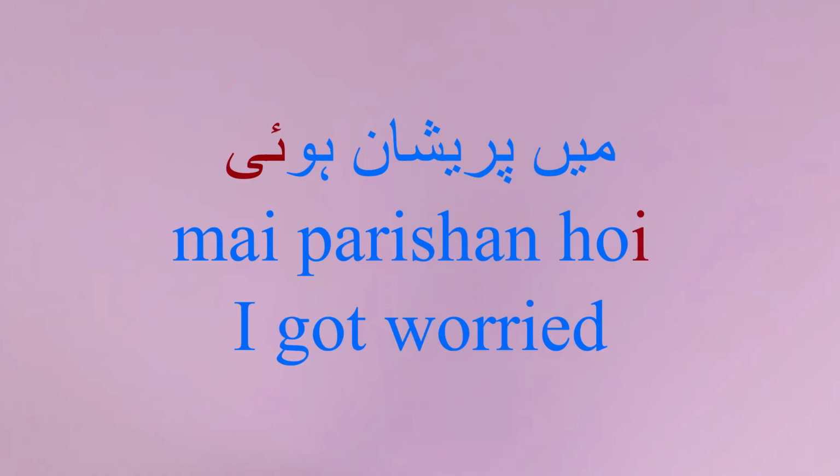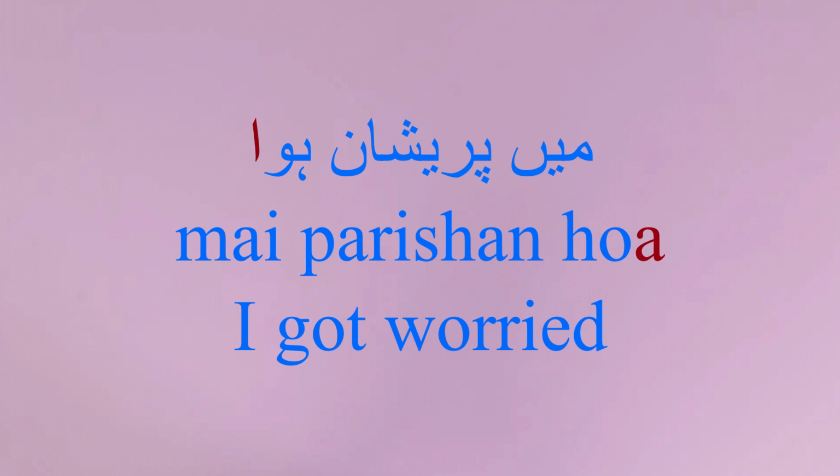So for example, if I'm saying, the verb ending will be e. मैं परेशान हुई, I was worried. If a man is saying it, it will be मैं परेशान हुआ, I became worried. So nothing fancy, pretty straightforward. A is for male subject and E is for female subject.